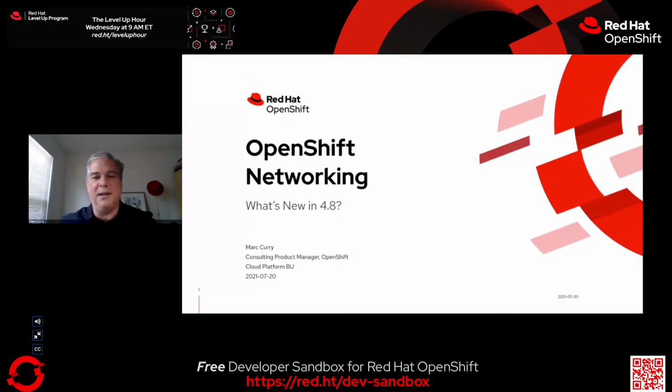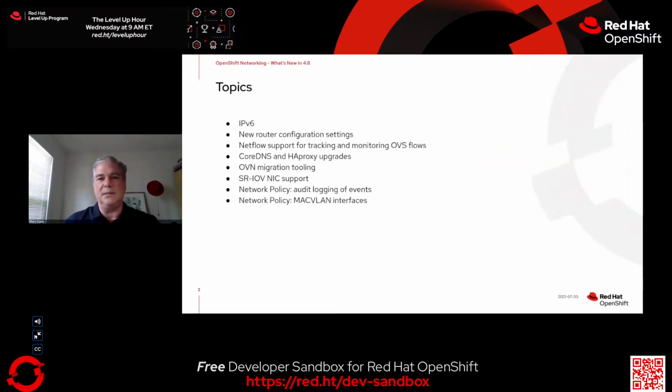So first, thank you, Karina, and also thank you everybody for your time today to talk a little bit about some of the new enhancements and the features that you're going to find in our forthcoming OpenShift 4.8 release. So let's first take a quick big picture look at what I'll cover today. Some of the things captured here, you can see that IPv6. Going to talk a little bit about new router configuration settings for HAProxy. Some of our observability effort in the form of NetFlow support.